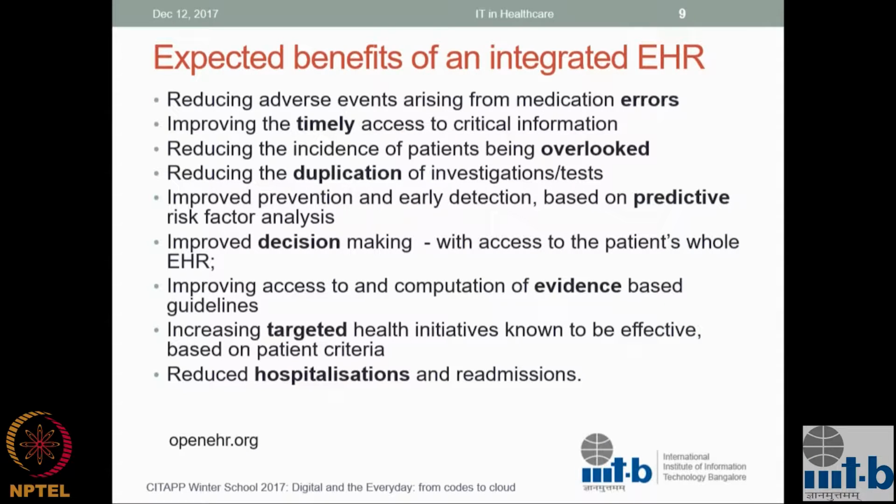So the summary is that you need an integrated EHR to be able to improve various things about healthcare. How do you reduce errors? How do you get access to information as and when needed? How do you make sure patients don't slip through the cracks? How do you make sure that we don't keep doing the same test? Right now you might go to a doctor, they might do a test, but that's kept within the hospital, and you move to another hospital for a second opinion, they might ask you to do the test again, depending on the kind of test. So that's clearly a waste.